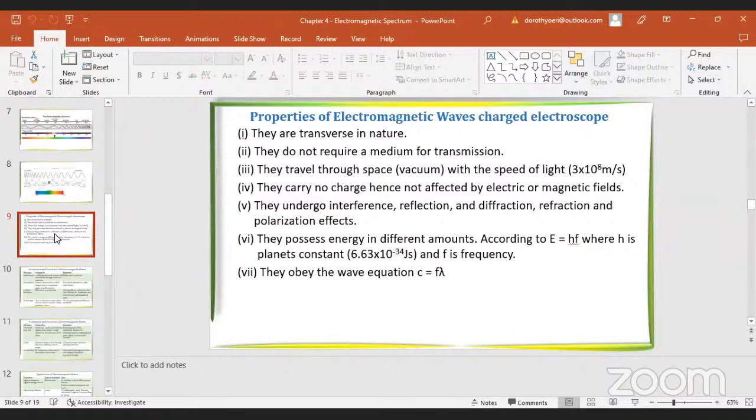State two properties which differentiate electromagnetic waves from each other. You need to think a bit on that one. Name two properties of UV light.